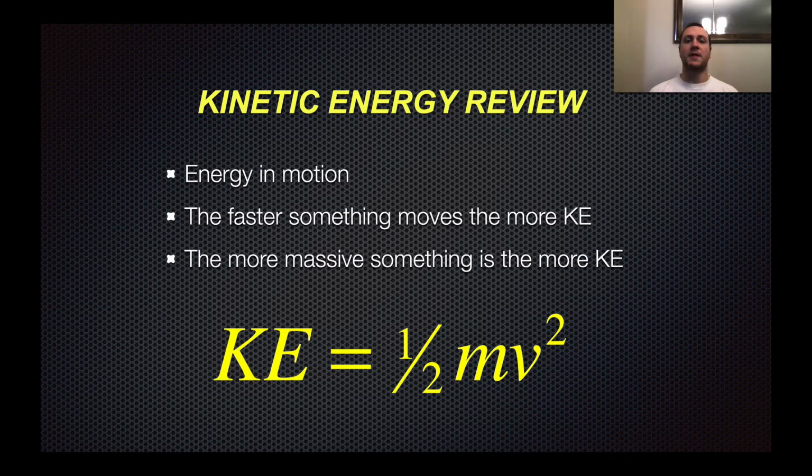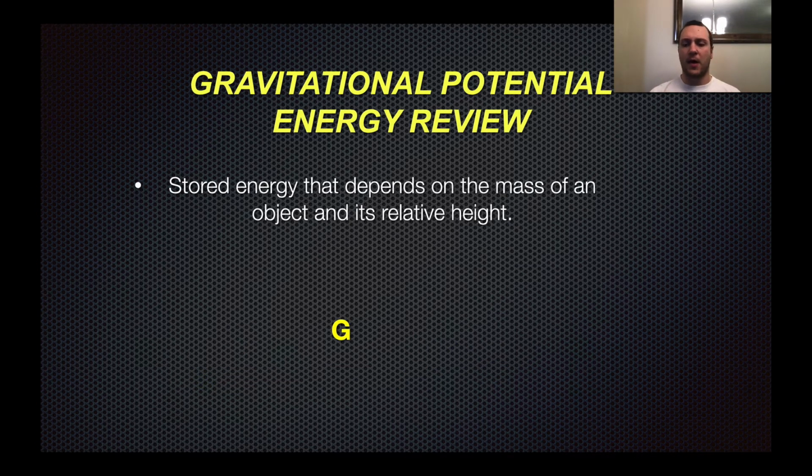So remember, if it's moving faster, it has more kinetic energy. If it's more massive, it has more kinetic energy. Your mass is a linear relationship, so if you double the mass, you double your kinetic energy, whereas your velocity is an exponential. So if you double your velocity, you have 4 times the amount of kinetic energy. Just remember that one.